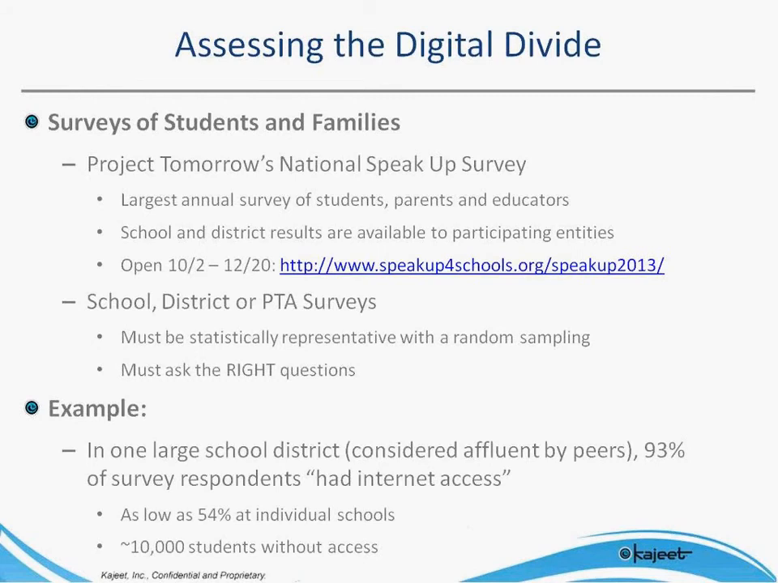You also have to be very careful about the types of questions that you ask. They will all be subject to interpretation by your survey respondents. So if you were to ask on your survey, does your family have access to the internet? That can be interpreted in a wide number of ways. One family may answer yes because they have a broadband connection in the home. Another family may answer yes because they can get online at their local library or at the McDonald's down the street. A family may answer yes simply because they know their student has access at school.